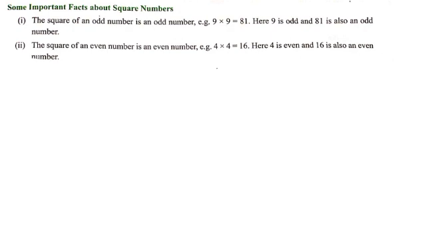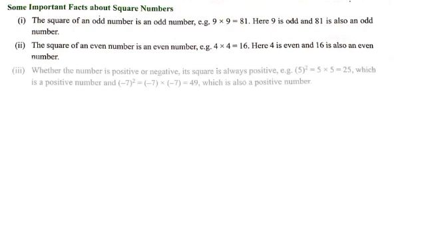The square of an even number is always an even number. For example, 4 into 4 is equal to 16. Here, 4 is even and 16 is also even.